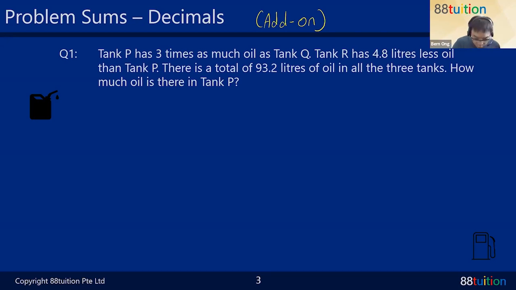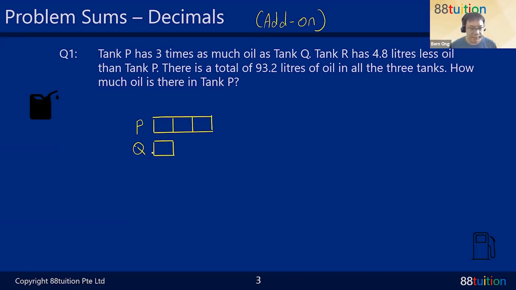So let me draw out what is P and Q first. P versus Q. We are told that P has 3 times. So children, read a little bit, do a little bit. Don't stress too much. Because some of you look at a problem sum and say, I don't like it. If you don't like problem sums, you will tend to be afraid of it. So when you read a bit, you draw a bit, you try to stay calm. So P is what? 3 times means P is 3 of this. Q is 1. Do you understand this?